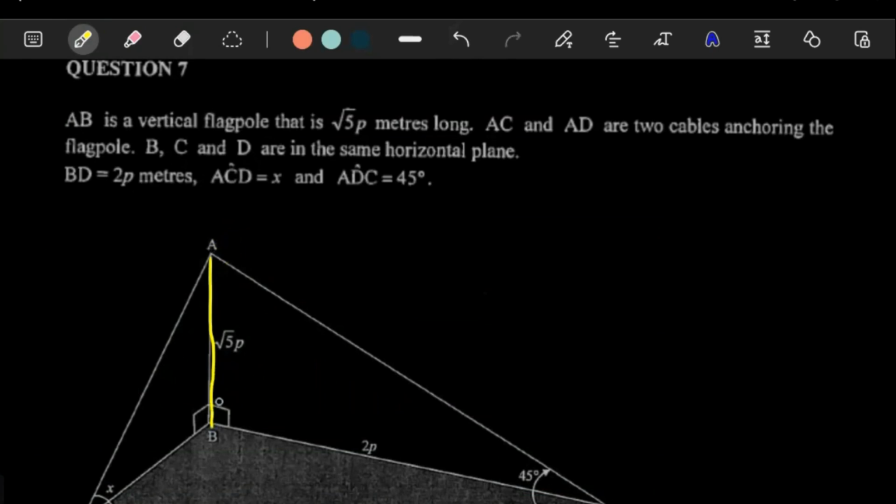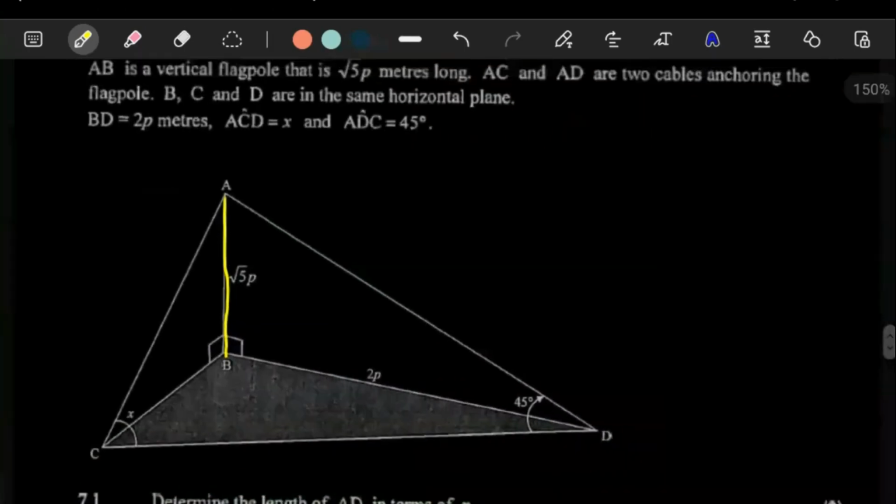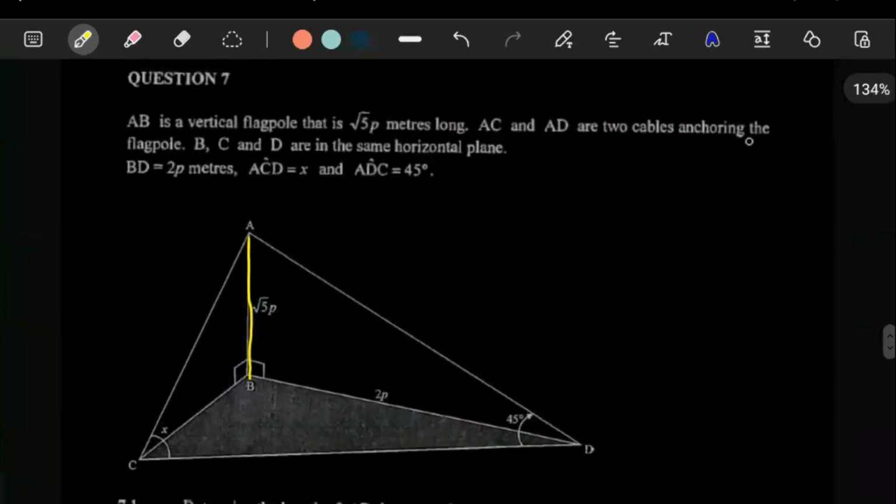It's a vertical flagpole. And then they said here, it is a vertical flagpole that is square root of 5p meters long. And then it says AC and DC are 2 cables anchoring the flagpole. So you have AC over here, you have AD over there. Okay, that's fine.